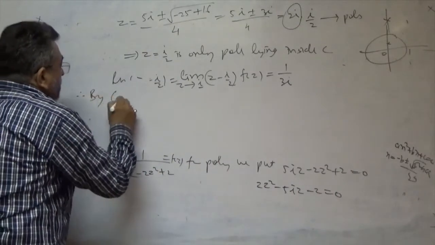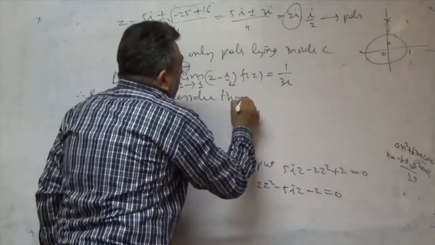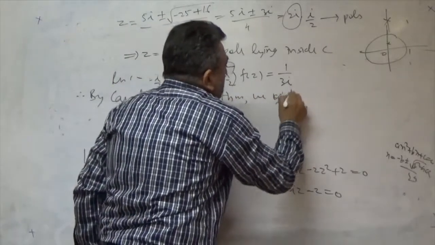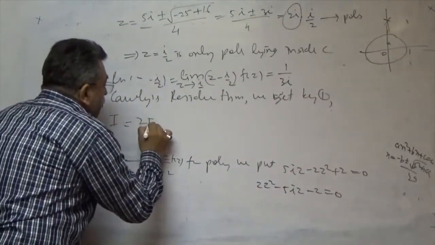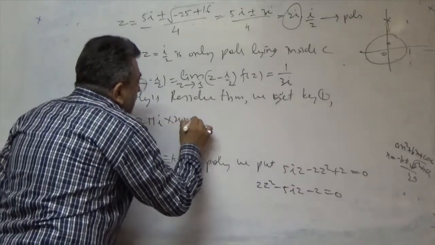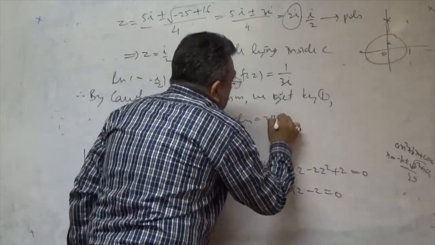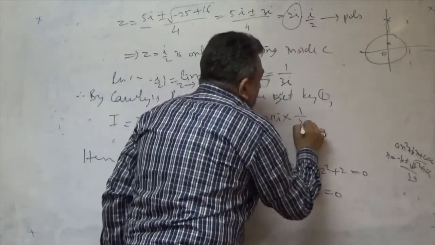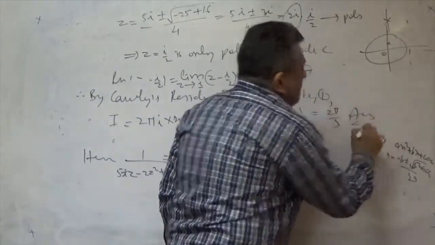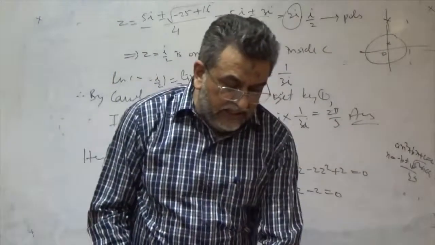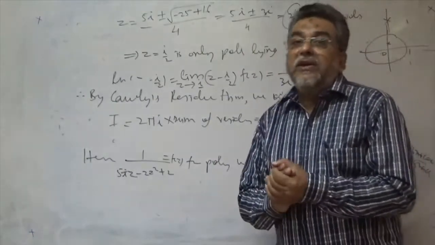Therefore, by Cauchy's residue theorem, by equation 1, the integral I equals 2πi into the sum of residues, that is 2πi into 1 upon 3i. The i is cancelled out. Finally the value is 2π/3. That is the answer of the given integral. That is the process by which we can solve a real integral by using the residue theorem.